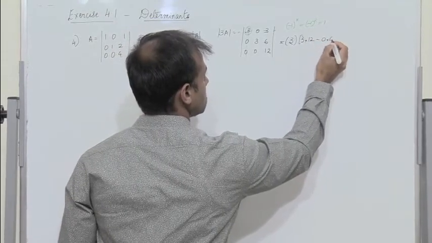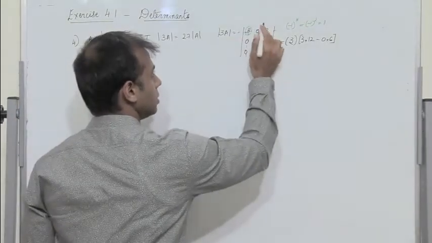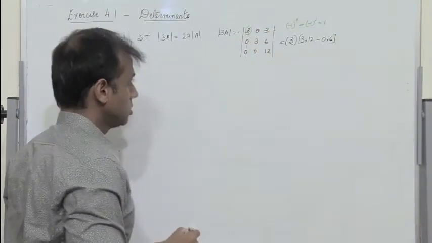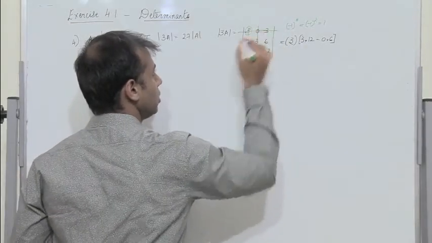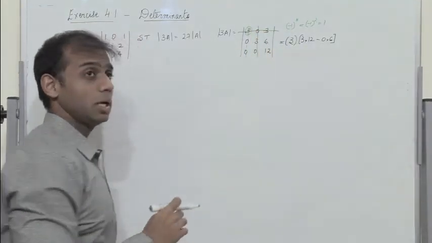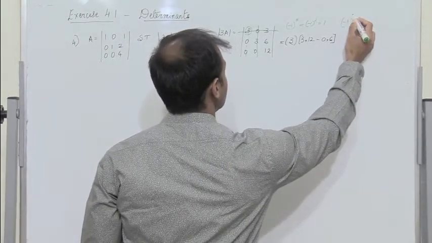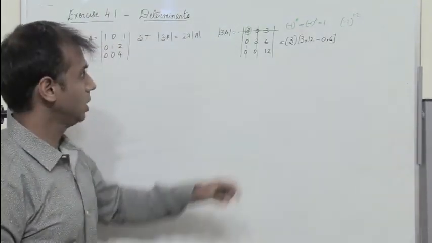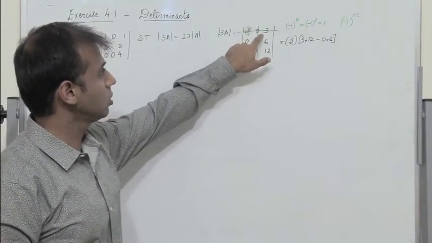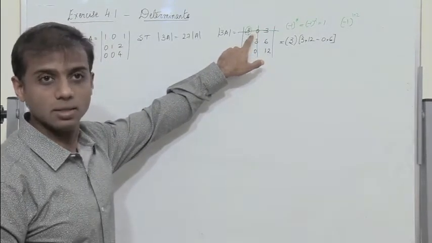minus 0 into 6. So next I consider this second element. When I consider the second element, I have to leave the second column and second row, and I need to multiply this element with minus 1 power 1 plus 2. Right? So this is the element which is along row 1 and column 2. So I have to multiply this with minus 1.